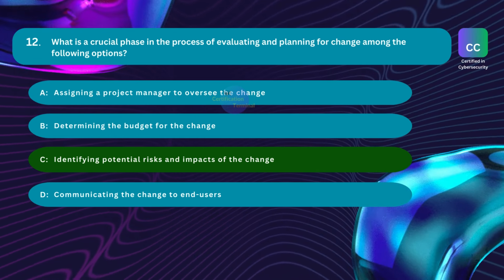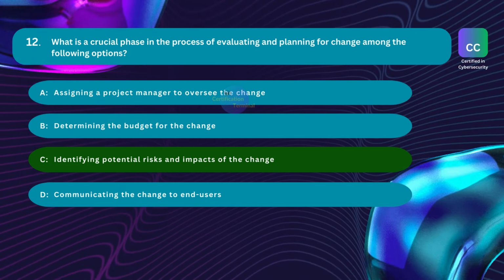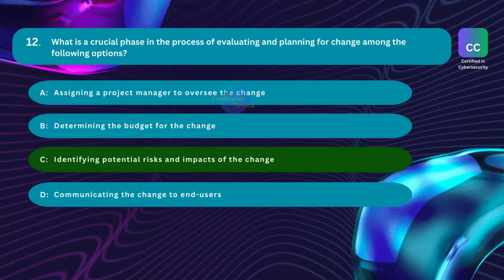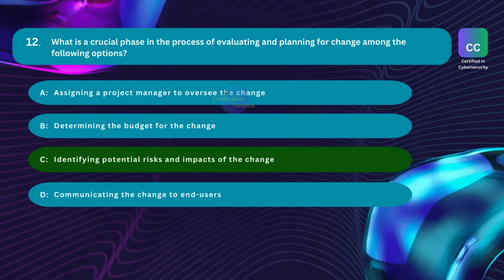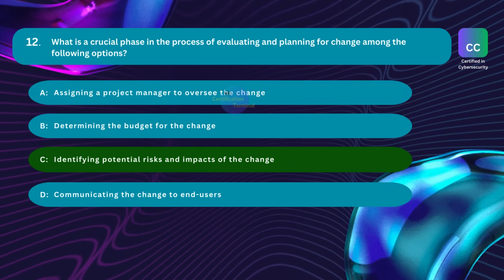Identifying potential risks and impacts is a crucial and foundational phase in change management. It involves assessing the potential challenges, obstacles, and consequences associated with the proposed change. This phase helps in developing strategies to mitigate risks and minimize negative impacts on the organization.